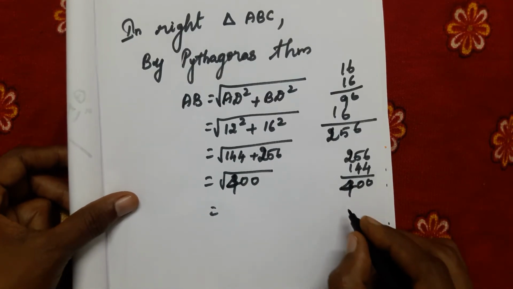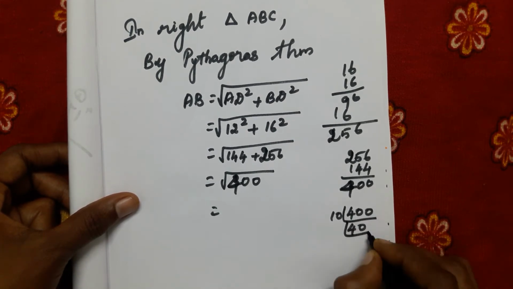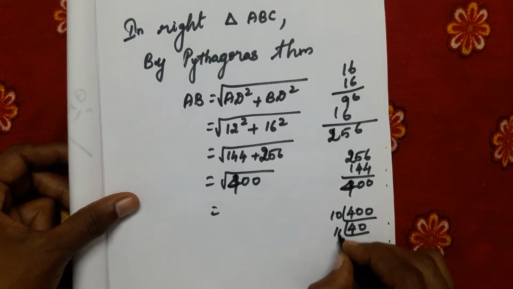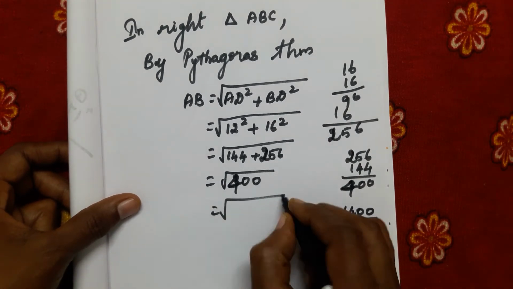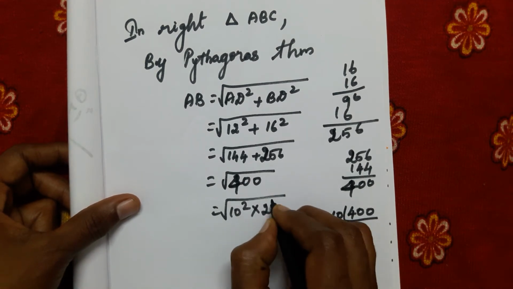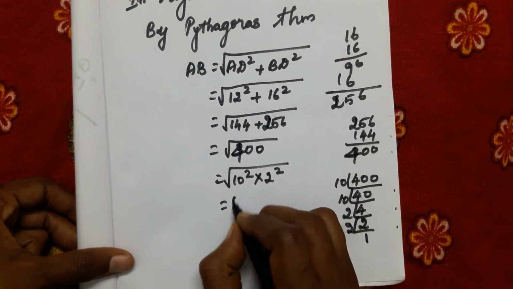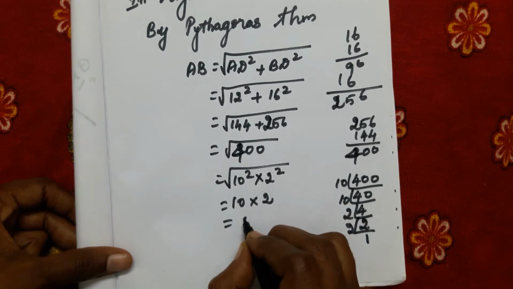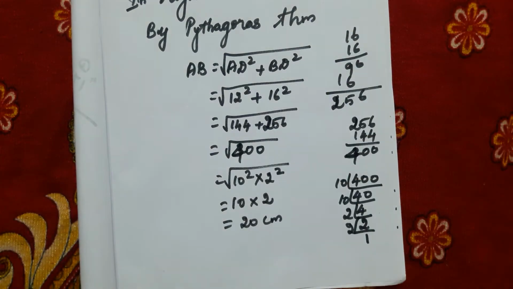When we factorize 400, what will we get? 400 can be written as 10 square into 2 square. So root of 400 is equal to root of 10 square into 2 square, which is 10 into 2, equal to 20 centimeter. The side AB is equal to 20 centimeter.